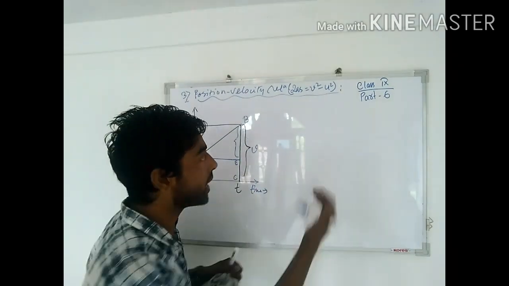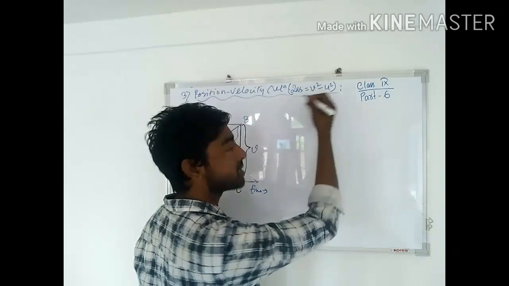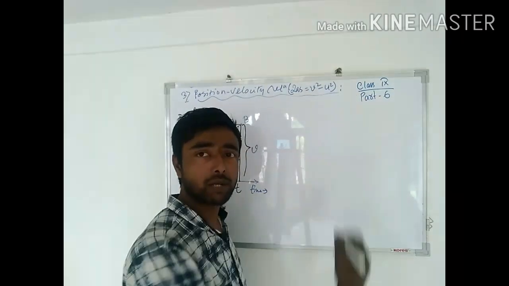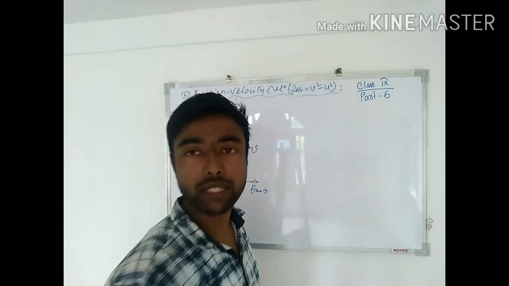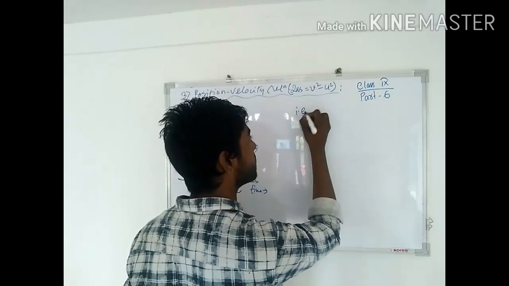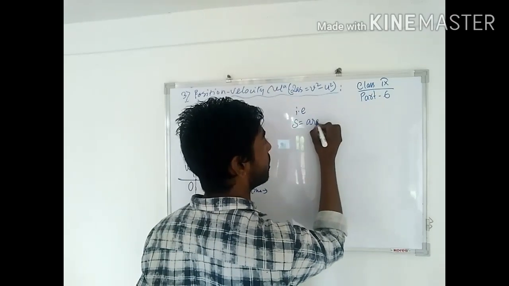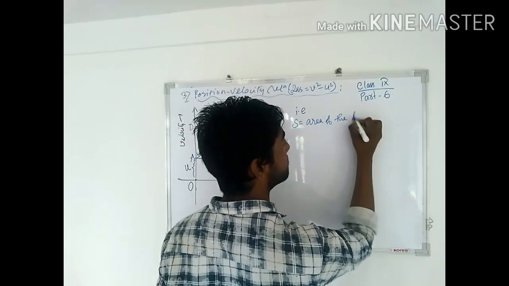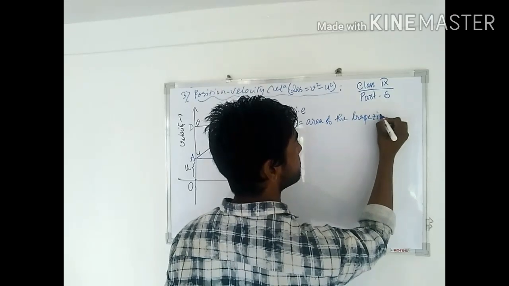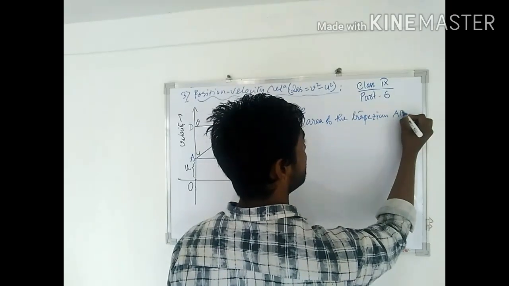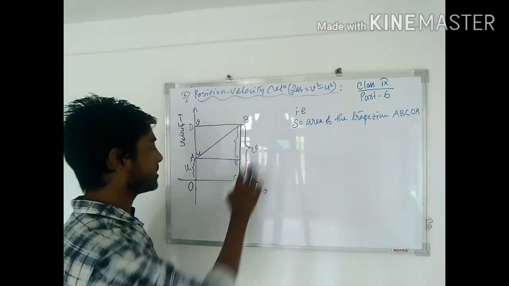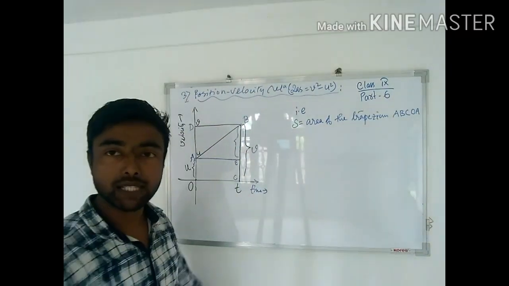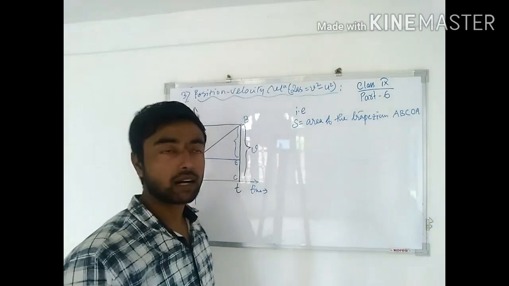What we have to write is that the distance traveled by the object can be calculated by finding out the area of the bounded portion by the graph. That is, S is equal to what? Area of the trapezium ABCOA. So this is a trapezium, and what was the area of the trapezium?